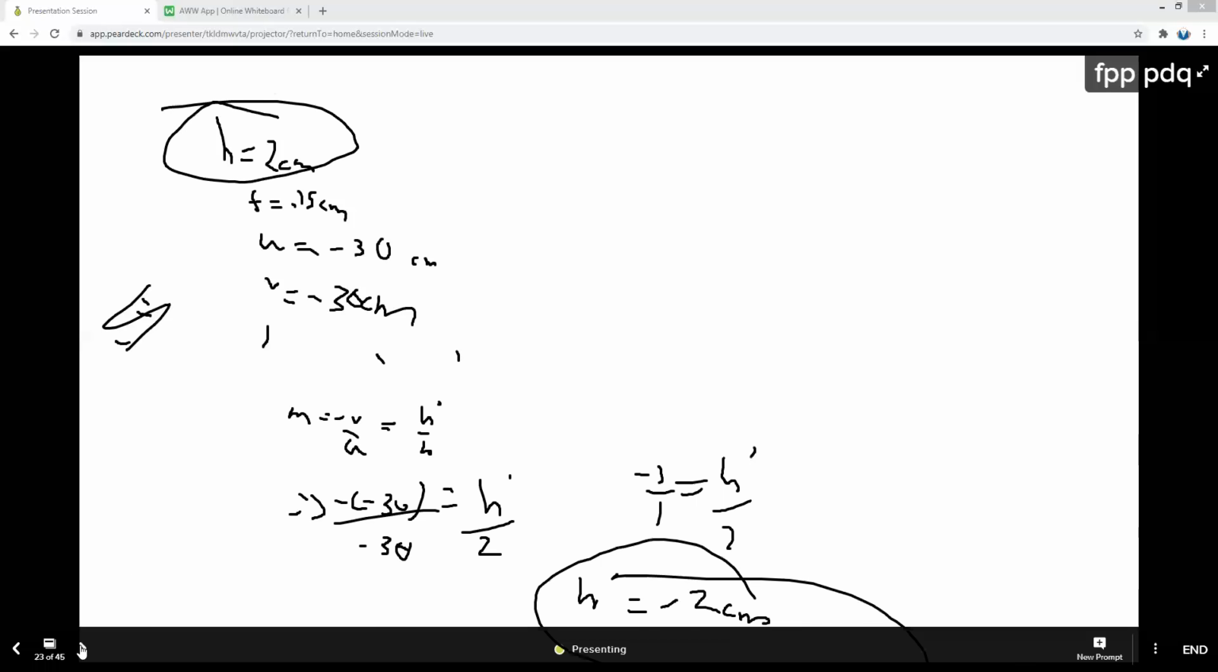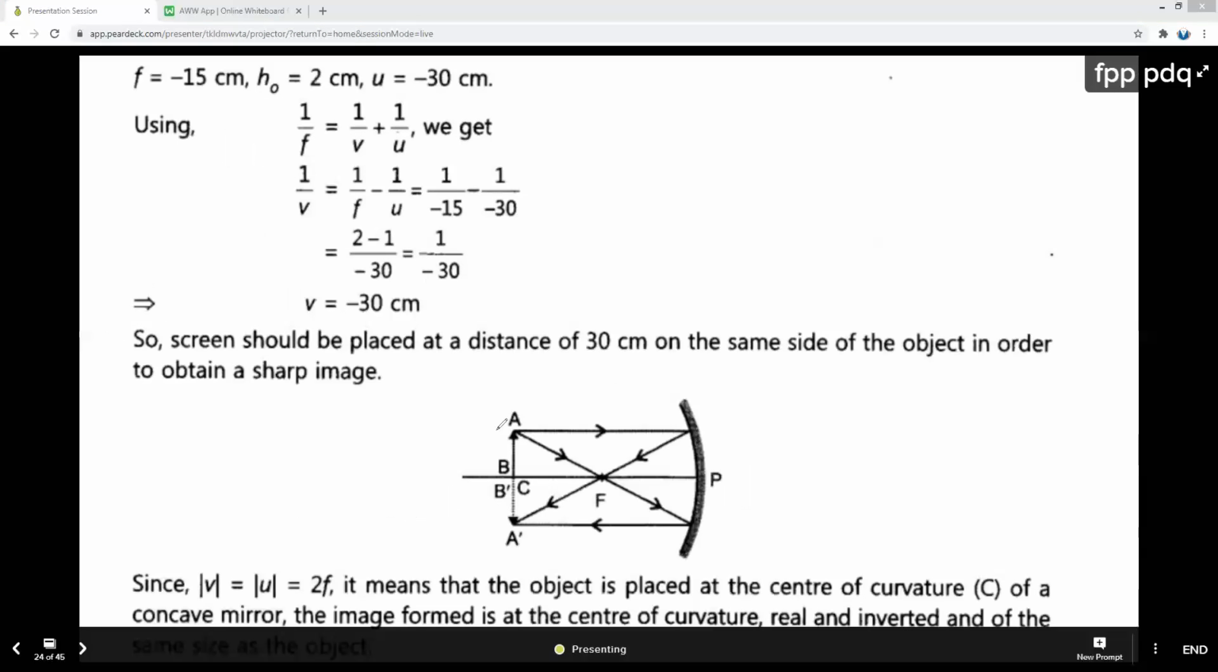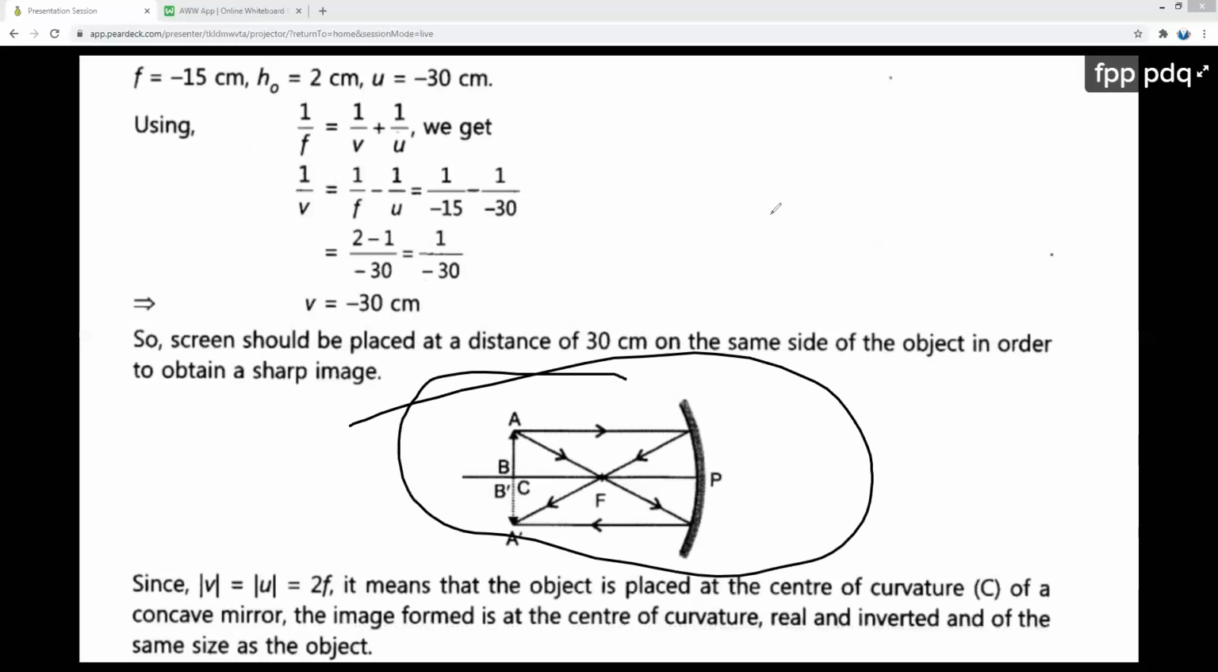Okay. Next, quickly, ray diagram. You can check the ray diagram. Let me just clear the screen for you all. That's a ray diagram. You see the same thing. You don't need to draw it. Just keep this in mind.